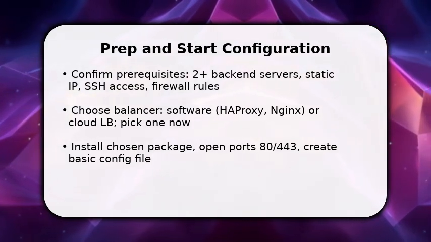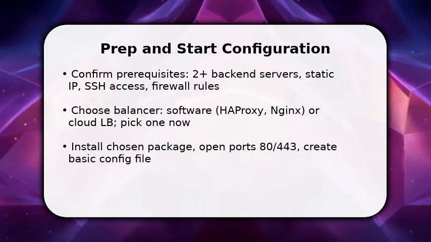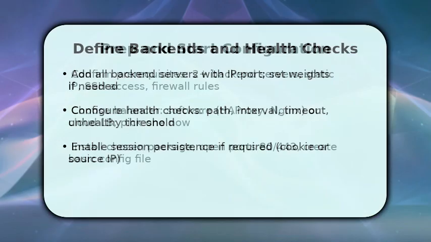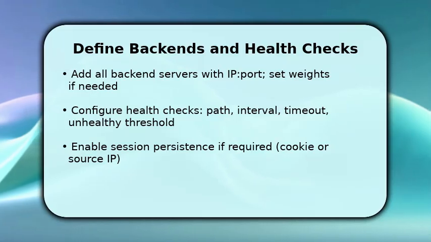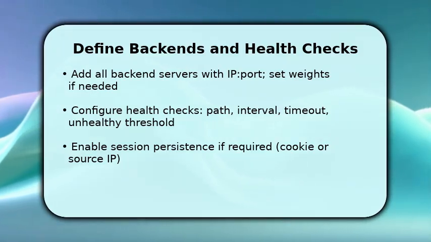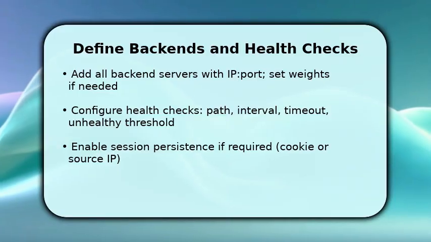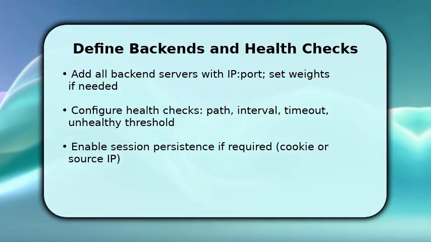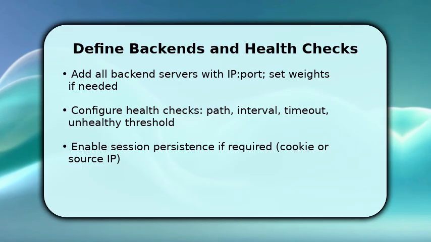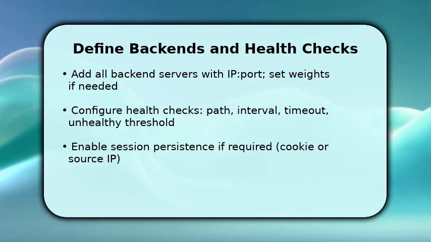Now flesh out the middle. Add every backend server with explicit IP and port, and assign weights to influence traffic distribution. Configure active health checks that request a simple path so the balancer can remove unhealthy nodes automatically. Set an appropriate interval and timeout to avoid flapping.